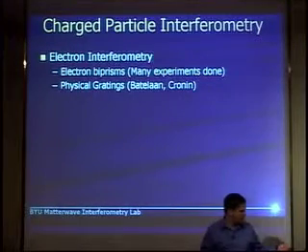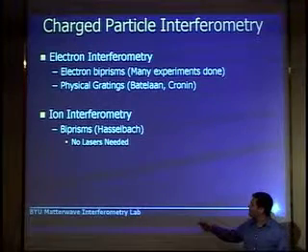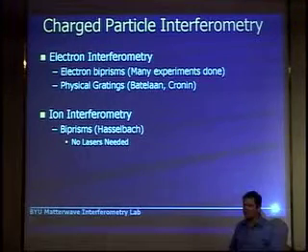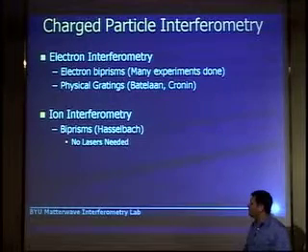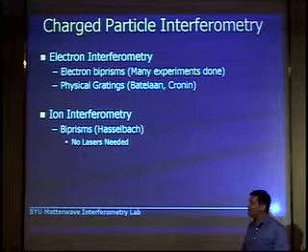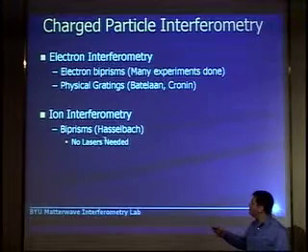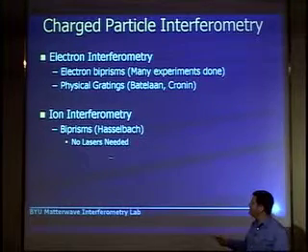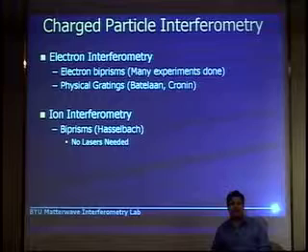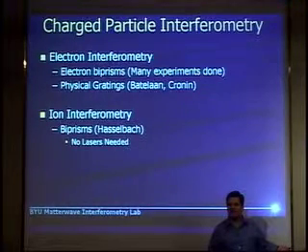Ion interferometers are not unheard of. Hasselbeck has made one, and that's been very helpful because now we have something we can look at and compare what we're doing with, and get a better feel for the experimental parameters that will make things work. He did his experiment using biprisms, similar to a lot of electron interferometer experiments, and that has a great advantage, which is you don't have to mess around with lasers. And we all know about lasers, right? Okay.